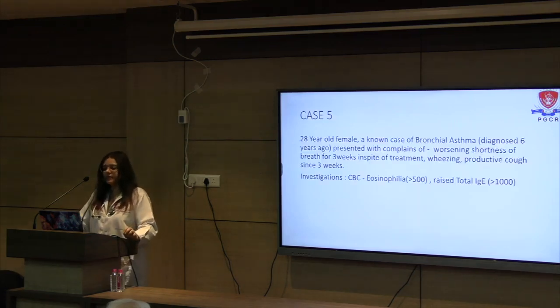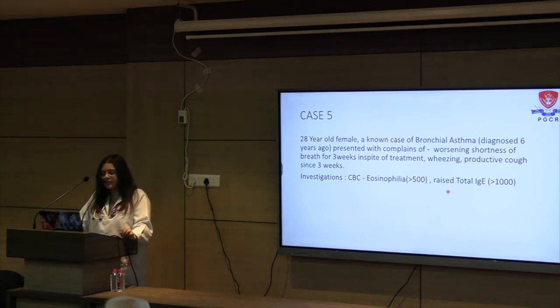The next case is of a 28-year-old female, a known case of bronchial asthma diagnosed 6 years ago, who presented with complaints of worsening shortness of breath for 3 weeks in spite of treatment, wheezing, productive cough in 3 weeks. CBC had eosinophilia more than 500 and raised total IgE more than 1000.